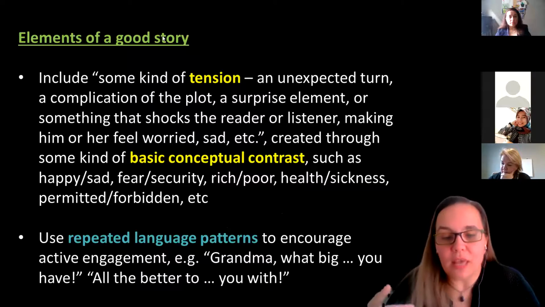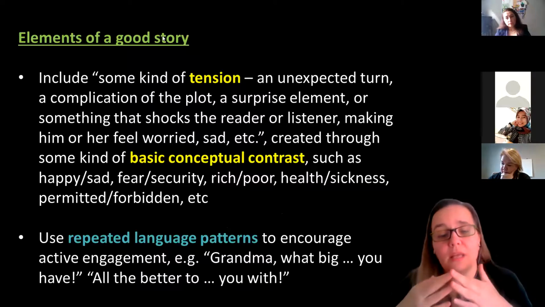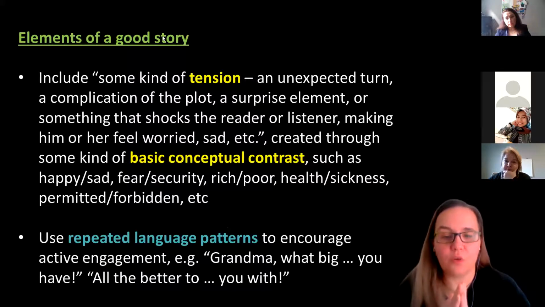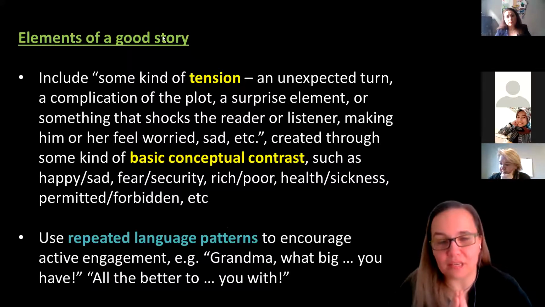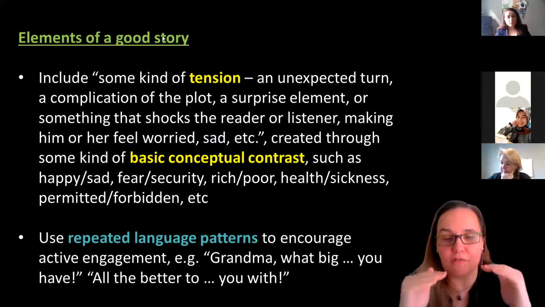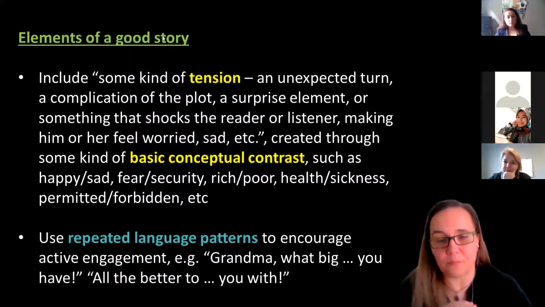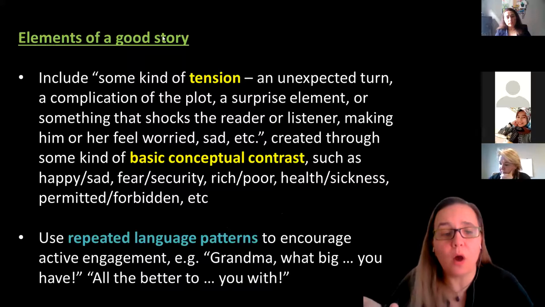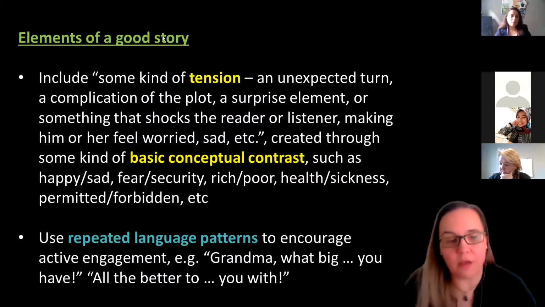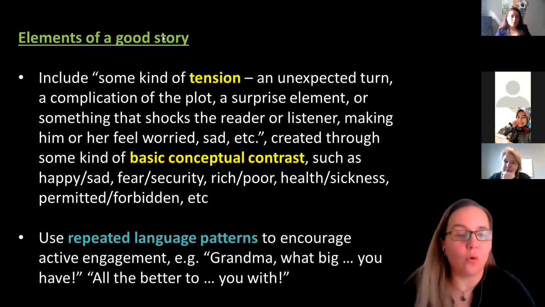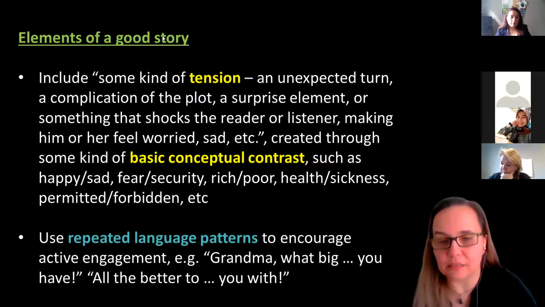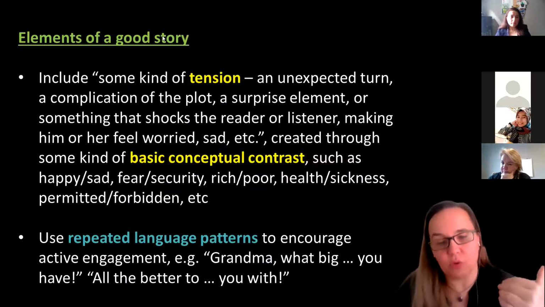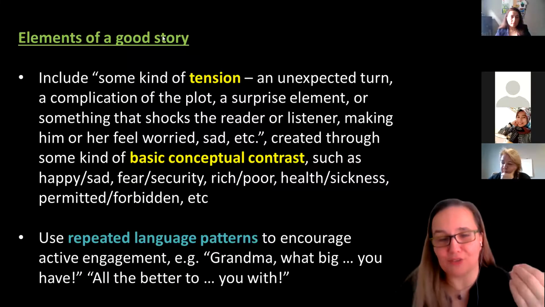Tension is another element of a good story. However, with young learners, of course, we always need to be careful about tension because the level of tension is very important. Why? Because, for example, health and sickness, or security and fear or sadness, if it's too much, we can actually traumatize the students.